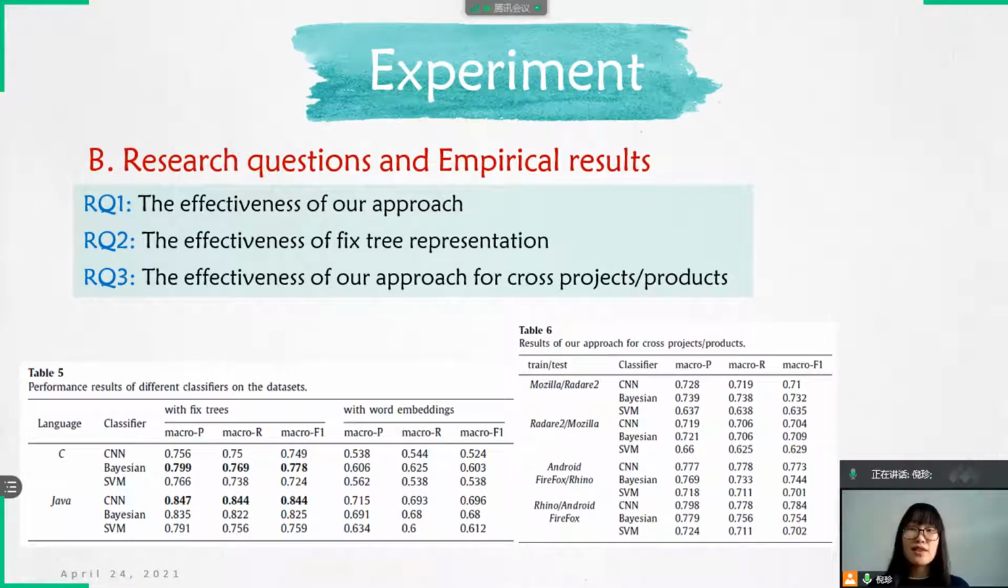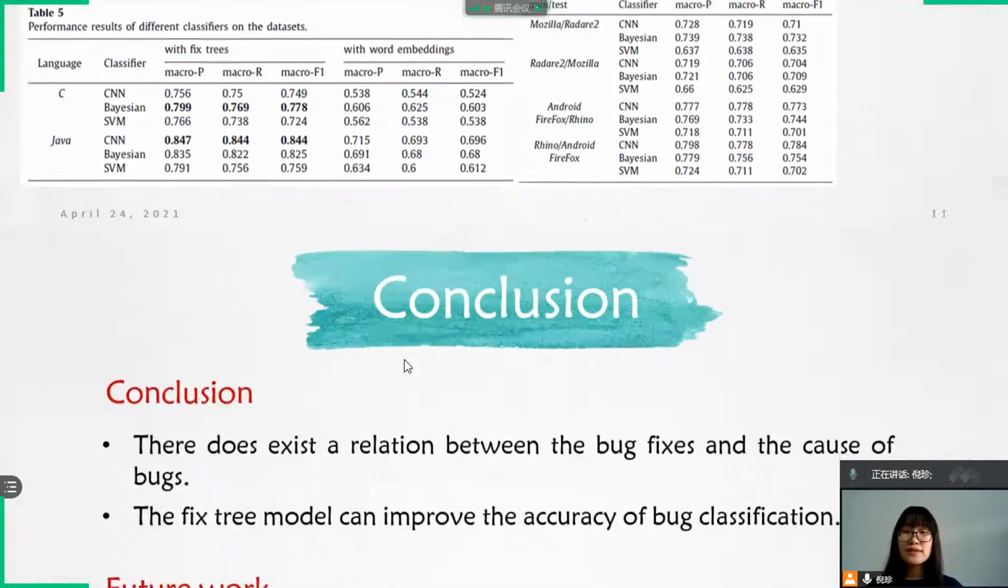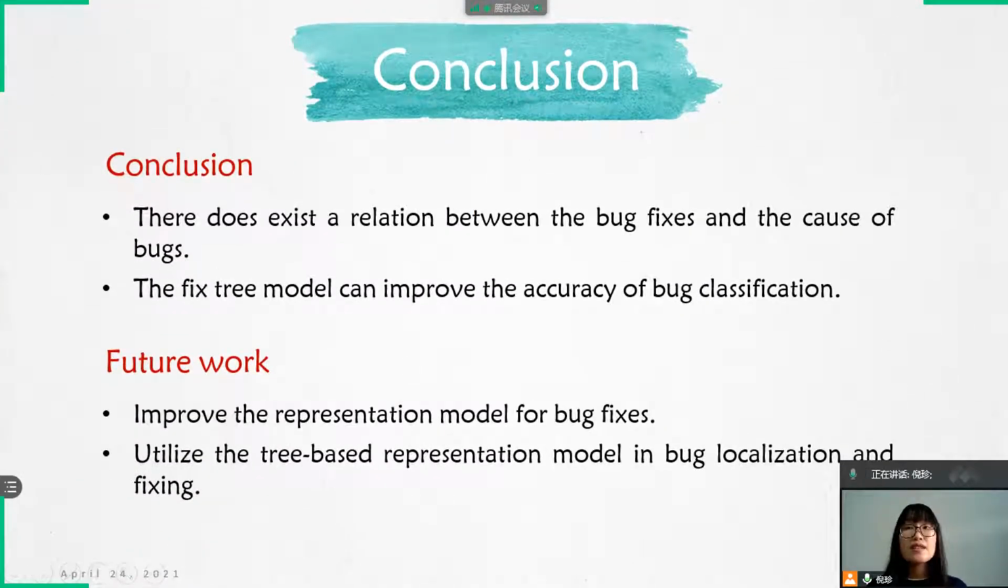To evaluate the effectiveness of our approach, we are concerned about 3 research questions: the effectiveness of our approach, fixed tree representation, and our approach across projects. This is the result. The experimental results show that there does exist a relationship between the bug fix and the cause of bugs, and the representation model we propose can improve the accuracy of bug classification.